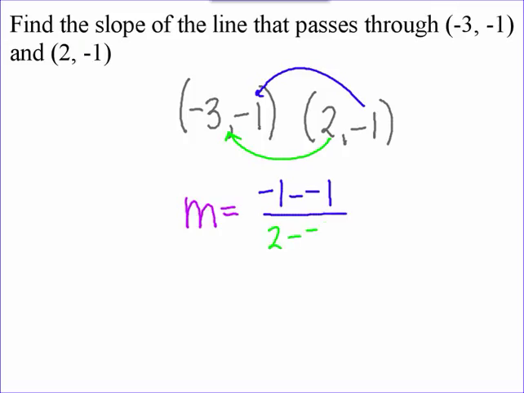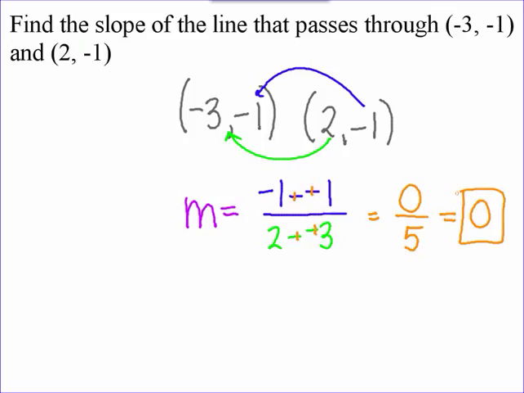Good. So now I just need to calculate that. Negative 1 minus negative 1 is 0, because remember the two negatives make a positive. In the denominator, I get 5. What is 0 divided by any number? 0. Right, so that is your answer. Yes, you can have a slope of 0.